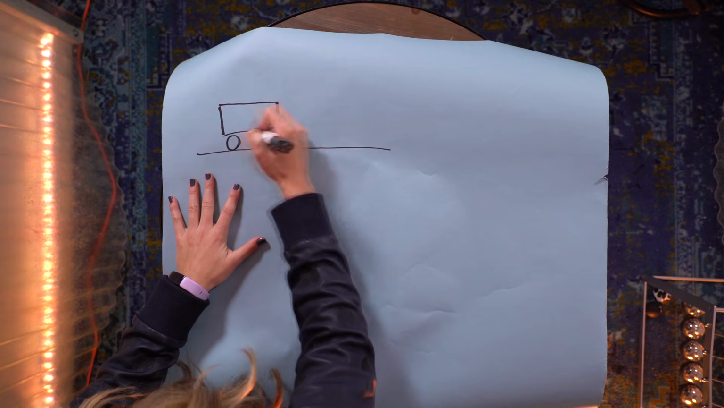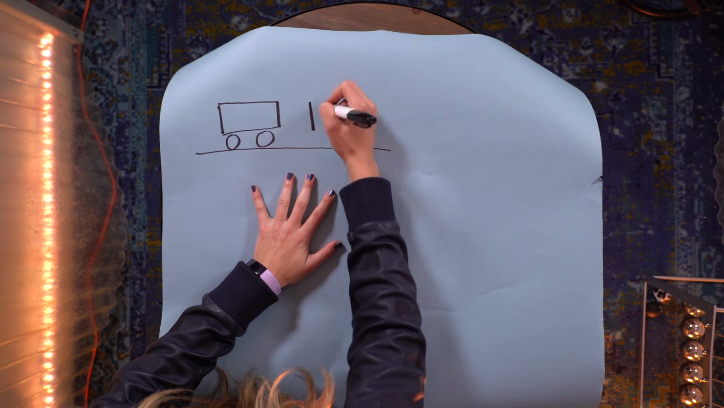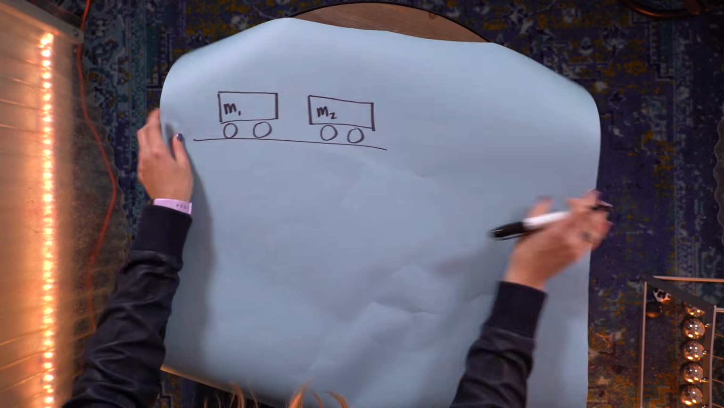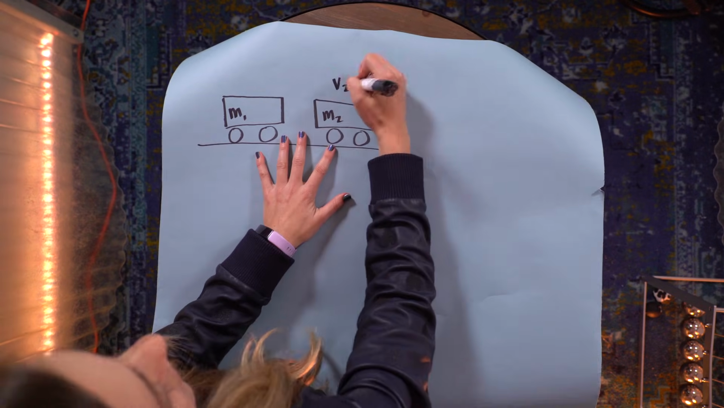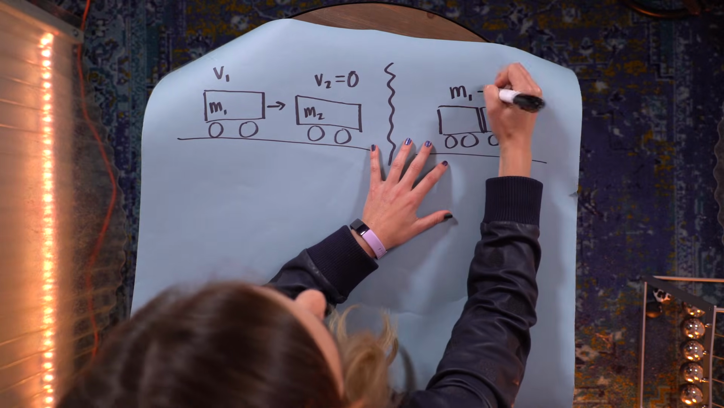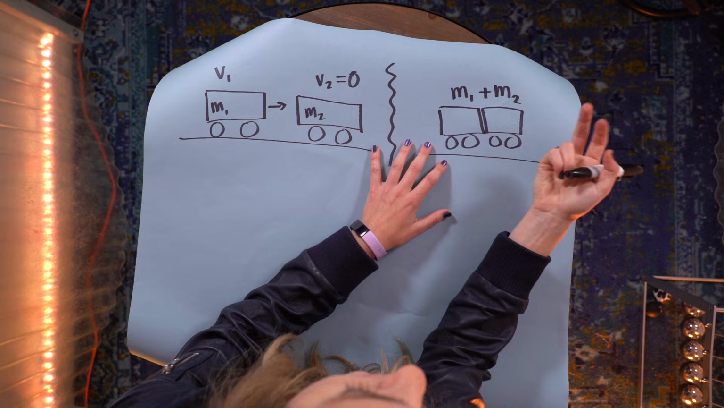So, two train cars on a track. We'll say that their masses are m1 and m2. One of them is still, so v2 equals 0. And the other one is moving with a velocity v1. So then they collide and they stick together. They begin moving as one object with a new mass of m1 plus m2 and a final velocity vf for v final.